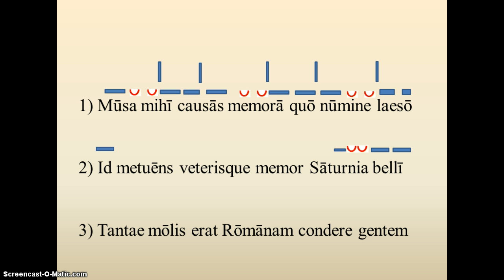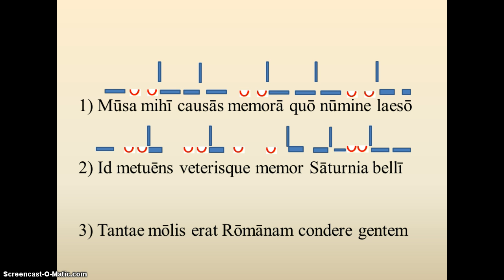Find all the vowels that are followed by two consonants. And what do you have? The ENS, which are isque, memor, and sa. Good. Everything else must be short. And there you have it. Id metuens veterisque memor Saturnia belli.